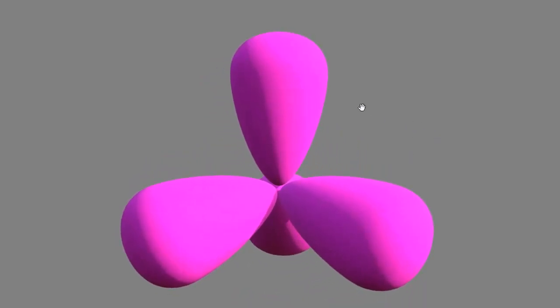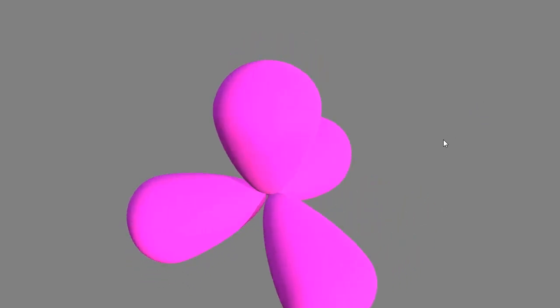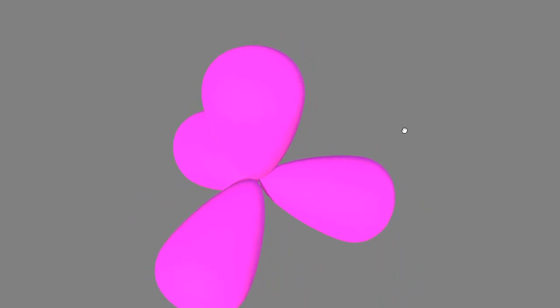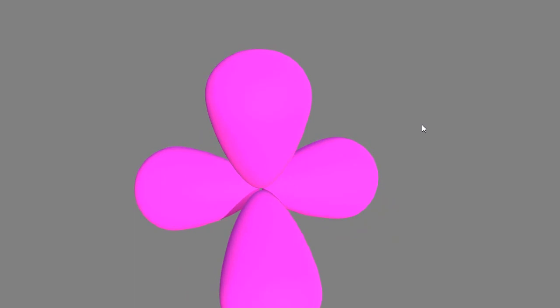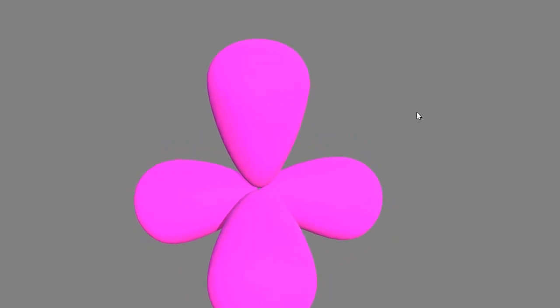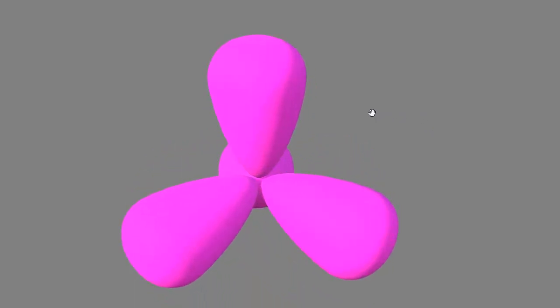Again, this is because these are all electron clouds, and the electrons want to get as far away from each other as possible. And so when we hybridize all four, the 1 s and all 3 p's, we get 4 directional orbitals, and they are tetrahedral with a bond angle of 109.5.